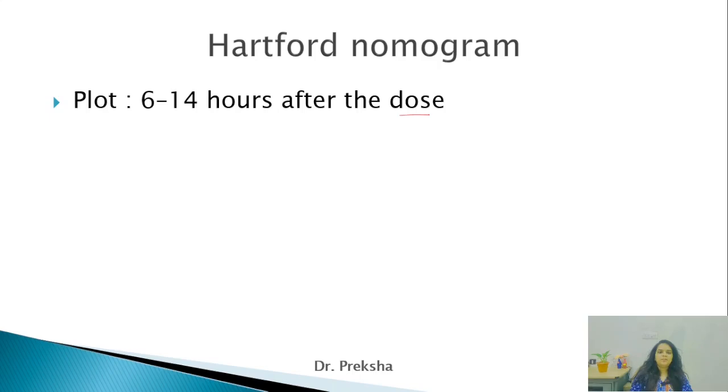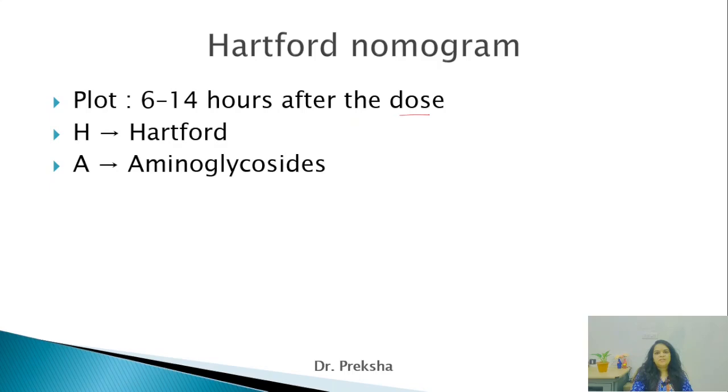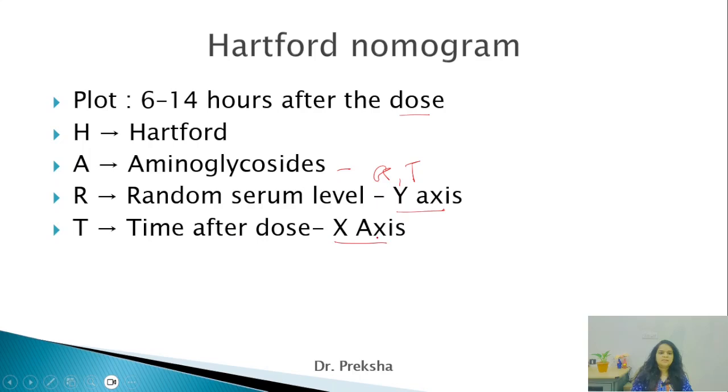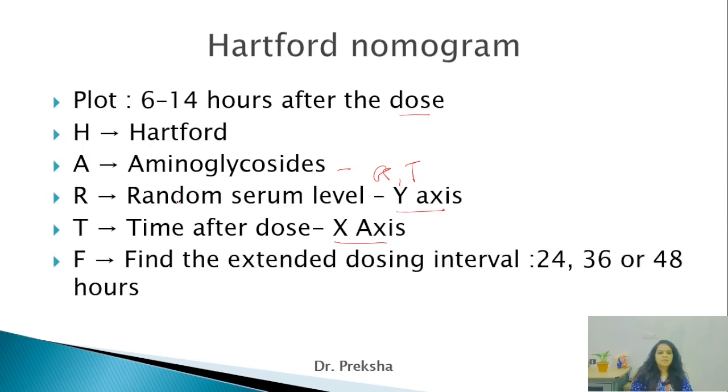You have to plot this Hartford nomogram at least 6 to 14 hours after the dose of gentamicin or tobramycin is administered. H stands for Hartford, A stands for aminoglycoside, and which aminoglycosides? Gentamicin and tobramycin. Then the random serum level is plotted on the y-axis, and the time after the dose is plotted on the x-axis. So T stands for time after dose, and F stands for find the extended dosing interval, that is 24 hourly, 36 hourly or 48 hourly.